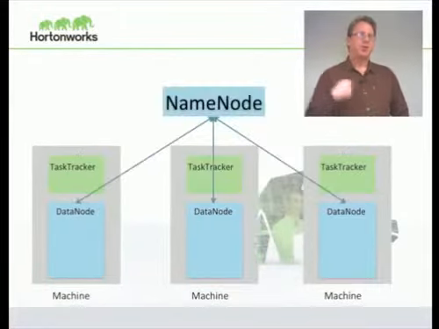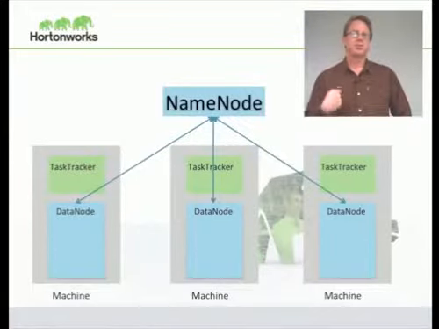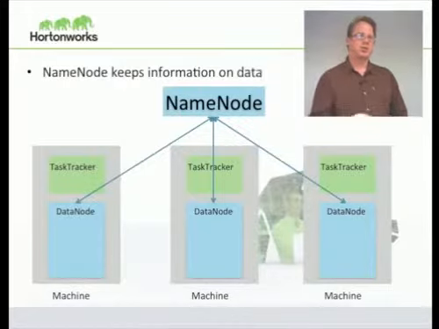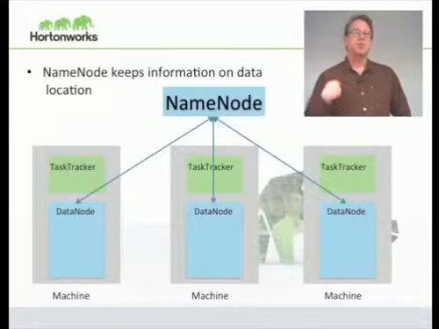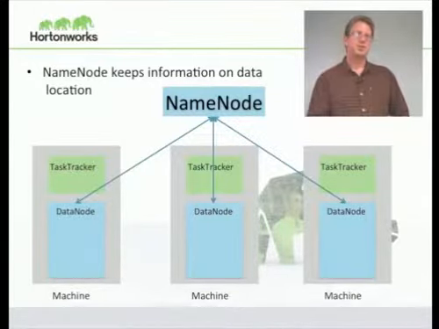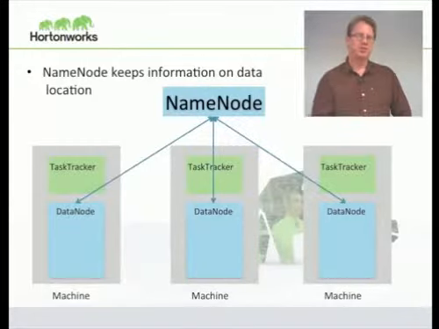The name node is the coordinator on the HDFS side. Just like the job tracker, there's a single name node in your cluster, and it provides the coordination for HDFS. When a client writes to HDFS, the client talks to the name node, gets told which data nodes to talk to, and then writes the data to those data nodes.